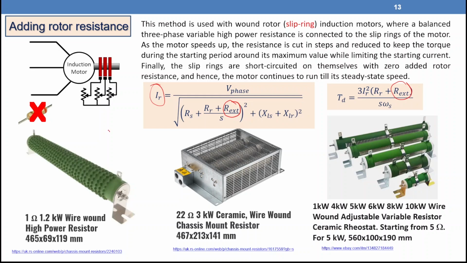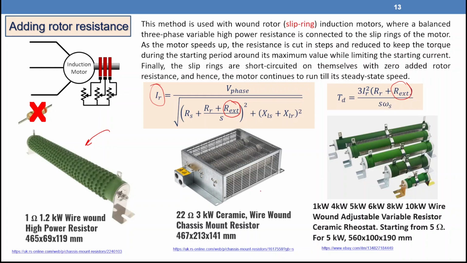So for example, this resistance is 1 ohm, 1.2 kilowatt, and the size of that one will be 465 multiplied by 69, 119 millimeter. So it's a huge resistance to have 1.2 kilowatt. So this resistance should be high power because they are going to carry the rotor current. And if you need 1 ohm, you need this size. I need 3 from those.